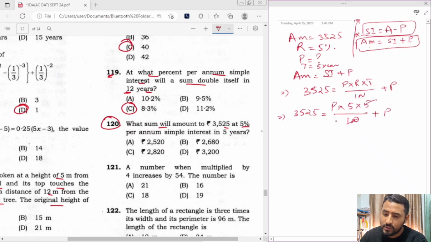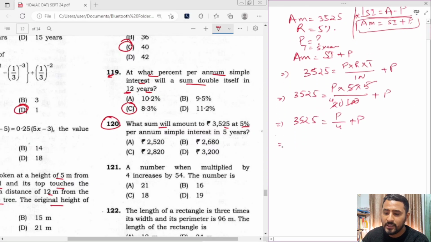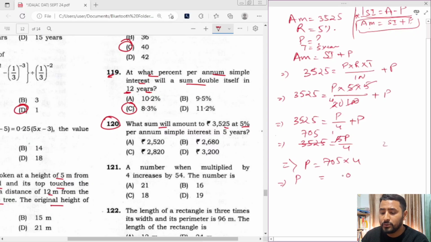Now cancel this: 525 by 4. Are we getting like this? 3525 is equal to P by 4 plus P, right? Now once we get this, 3525 is equal to 4 into P will be 4P plus P will be 5P by 4. Very common. Okay, now cancel this one. 5 ones are 5, 705. Now multiply, P will be equal to 705 into 4. You get the answer as 4 5s are 20, carry 2, 4 7s are 28, 2820 rupees. Okay, 2820. Option number C will be the correct answer.